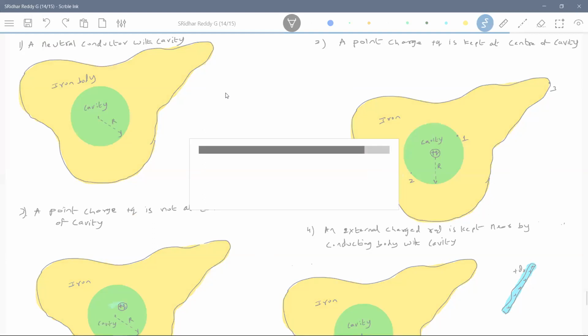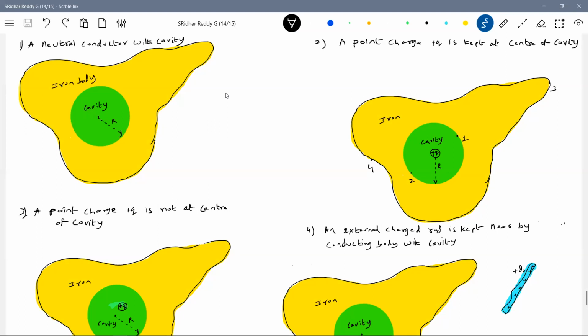Now what I do is, I'm going to keep a point charge exactly at the center of the cavity. Try to read this condition. This is very important. Exactly at the center of the cavity, a point charge is kept. Then what will happen? We know the basic rule: the net field inside the conductor due to static charges must be 0.